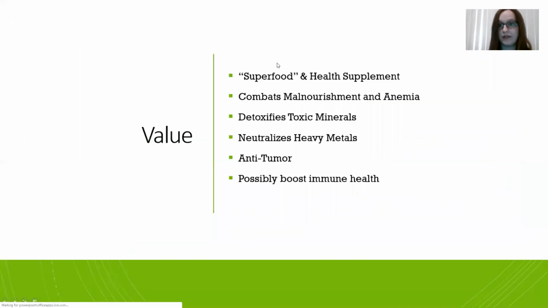Their value: they're known as a superfood and a health supplement. They are very high in protein. They are about 70% protein, and they have a complete amino acid profile, so you'll get every essential amino acid that you need if you do decide to eat them. In Central Africa, they do combat malnourishment and anemia because they have high levels of iron, B12, protein, essential fatty acids, all that good stuff as well.